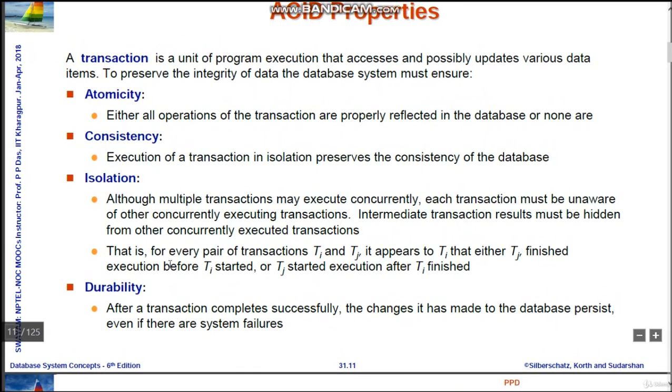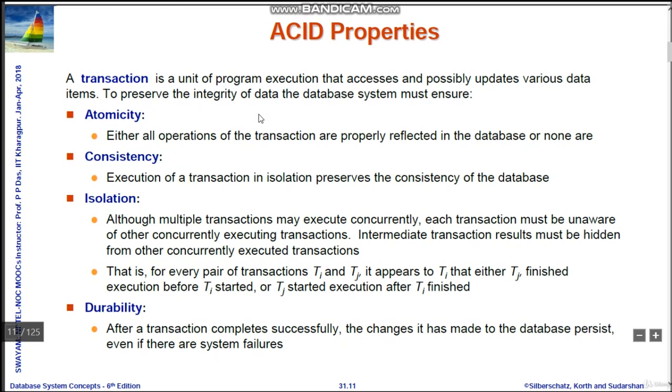Durability: after a transaction completes successfully, the changes it has made to the database persist even if there is a system failure. Means we have to roll back and again run the transaction. This leads us to durability. So these are the main four properties which every transaction must hold. So this is all about the ACID properties.